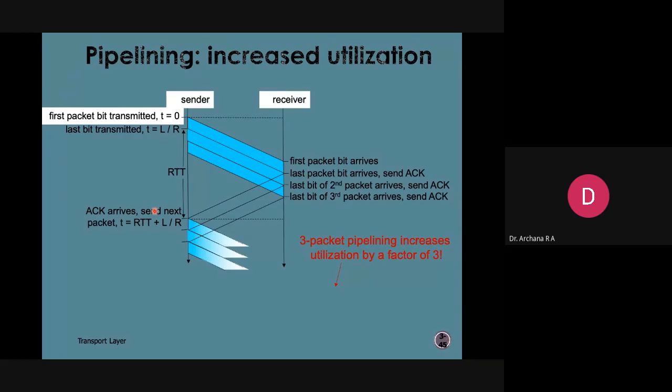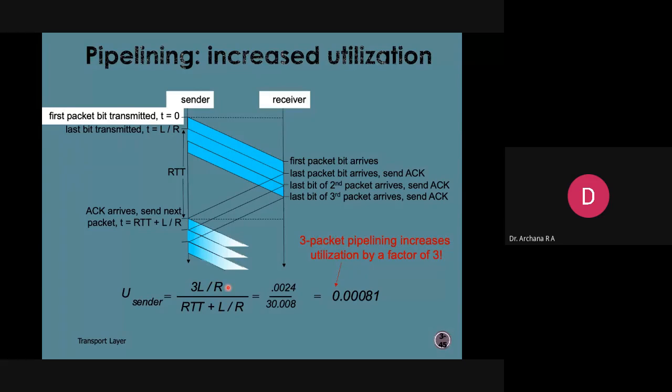So T is the total time taken to send and receive the packet, that is RTT plus L by R. Now with 3-packet pipelining, the utilization factor will also be increased by 3. How? Because instead of L by R for only one packet, as we saw in the stop and wait protocol, in a pipelined protocol, either go back N or selective repeat, you increase the number of packets. Here I have increased it to 3 packets, so that's 3 into L divided by R. 3 into L is 3 packets, that is 3 into 1000 bytes or 3 into 8000 bits.